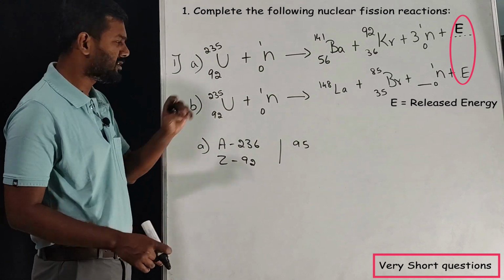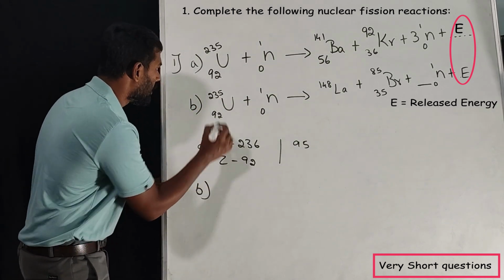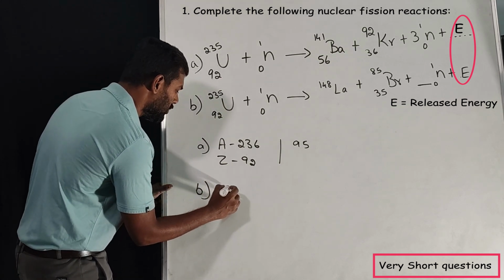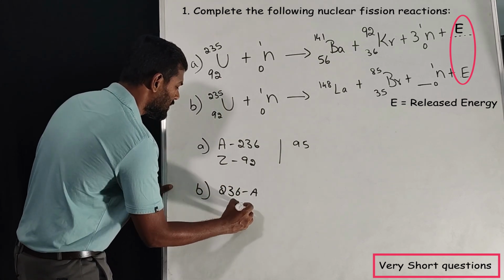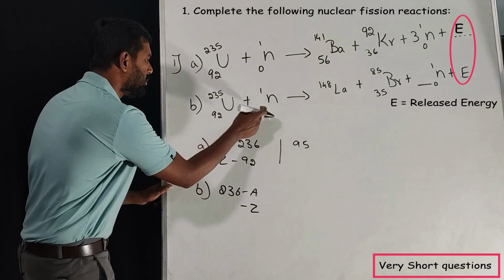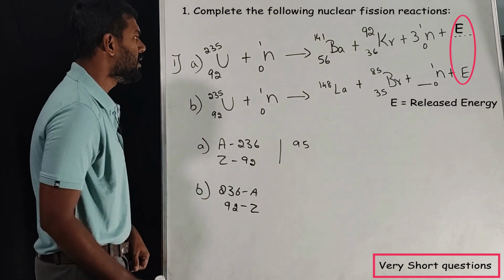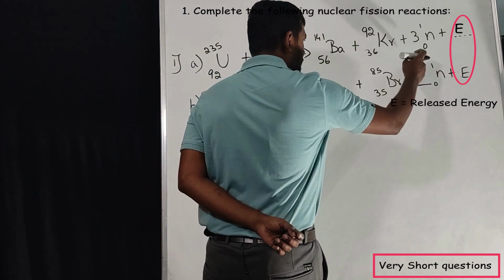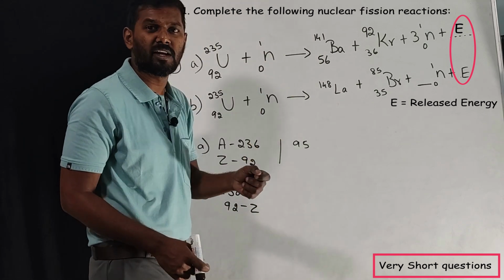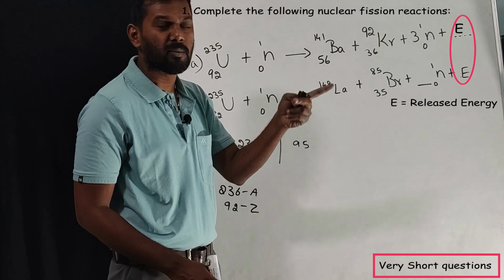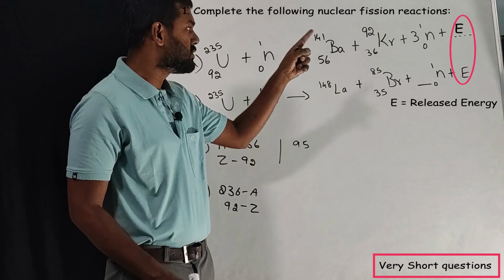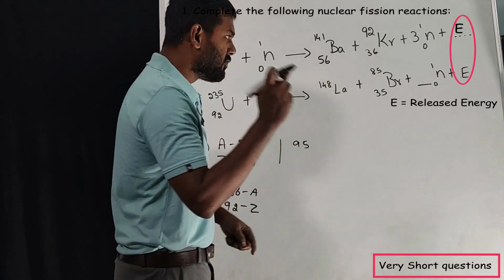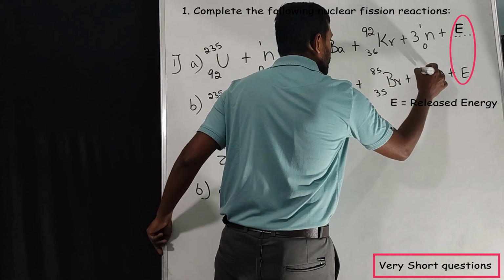In the same way, we are going to complete this one also. So for B, the mass number 235 plus 1, again it is 236. A is 236 and Z will be 92 plus 0, 92. We know in a nuclear fission reaction, 3 neutrons will be released. Keep that in mind. This is a nuclear fission reaction, that is what we have learnt in the concept video. In a nuclear fission reaction, 3 neutrons will be released. So we'll write 3 here.